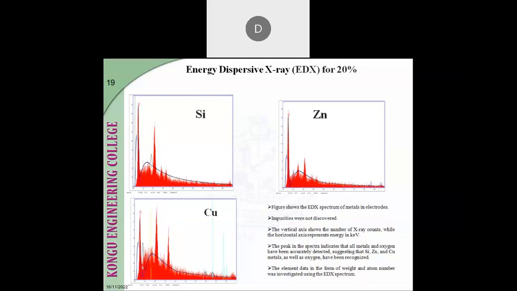We can say the vertical axis shows the number of X-ray counts, while the horizontal axis represents the energy, and the unit is keV.